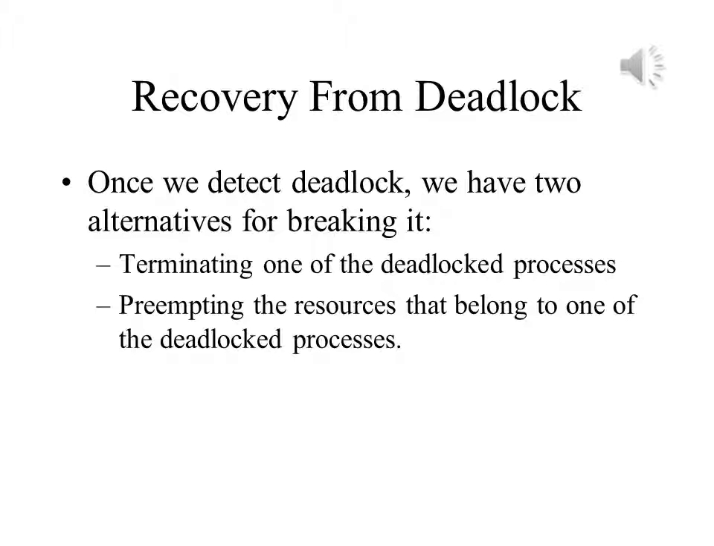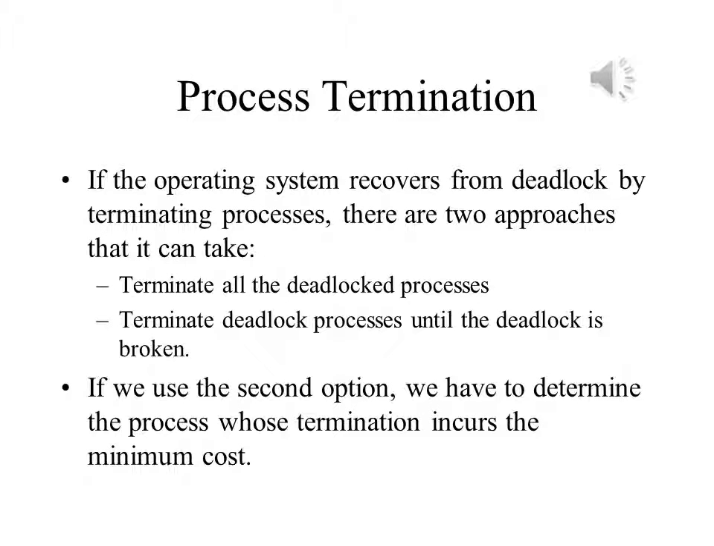Detecting a deadlock is important, but it is even more important that we recover from it. We have two options for breaking a deadlock. We can terminate one or more of the processes in the deadlock, or we can take back enough resources that one of the deadlocked processes can proceed to completion. Terminating a process is not something that we really wish to do, but it's better to terminate a process than to leave several processes unfinished in a deadlock.